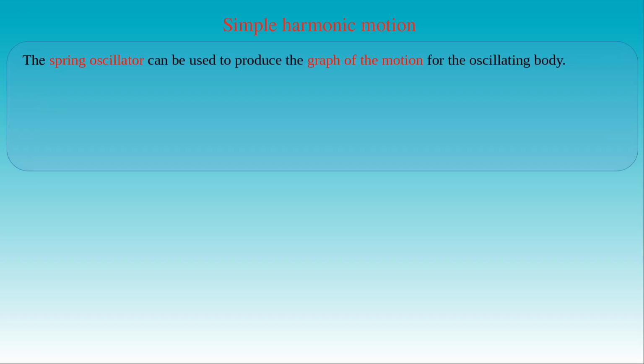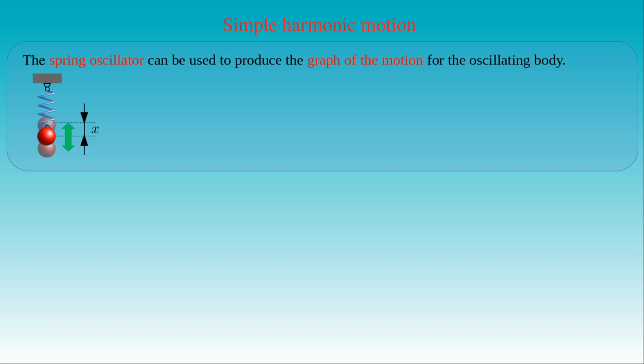We can use the spring oscillator to produce the graph of the motion for an oscillating body. Here we can see a ball suspended on a spring, which is attached to the ceiling. By pulling the ball in the vertical direction, we stretch the spring. If we release the ball, then it starts oscillating with the displacement x measured from its equilibrium position. We call this displacement the amplitude of the harmonic motion.